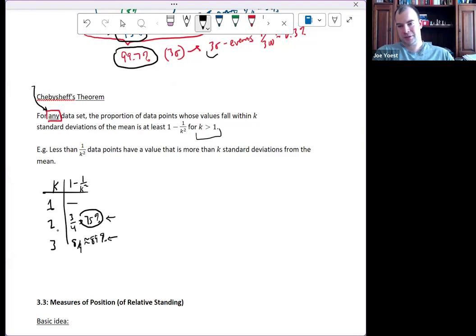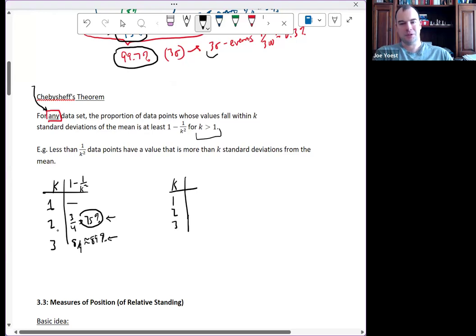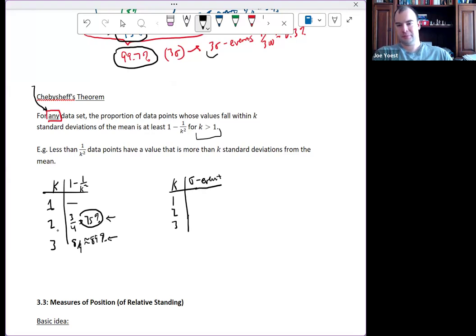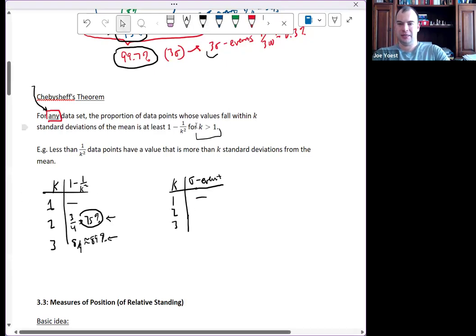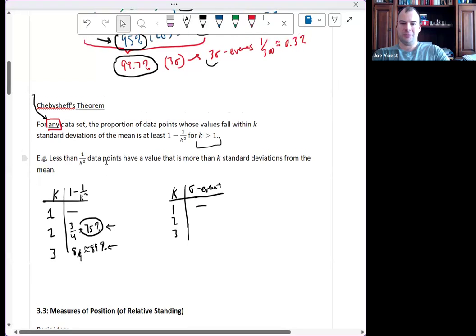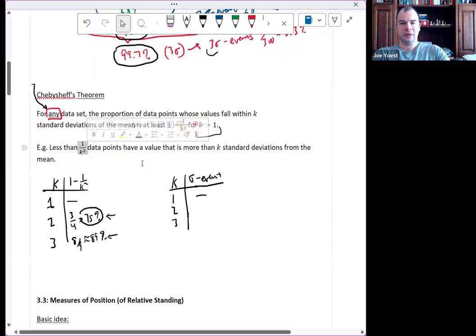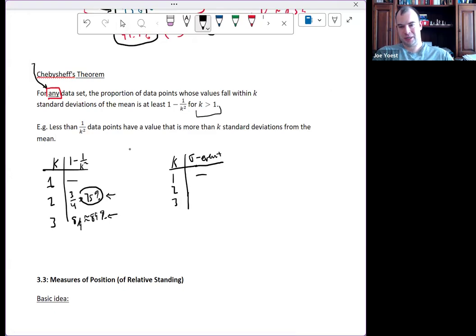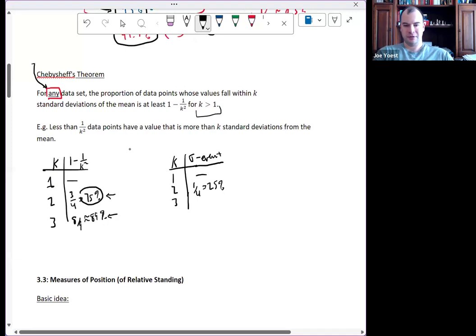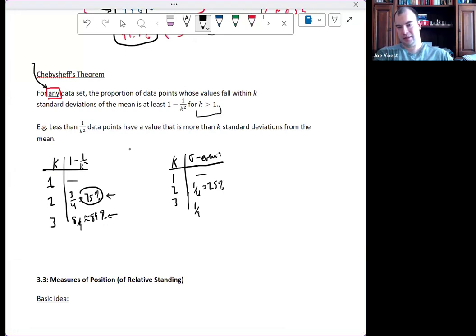Or another way of saying it is, what's the probability of a 1, 2, or 3 sigma event? What's the probability that a data point is more than 1, 2, or 3 standard deviations away from the mean? Again, k equals 1 doesn't apply. Chebyshev applies for k strictly bigger than 1. But we see that Chebyshev for k equals 2 would say 1/4 or 25%. And for 3 standard deviations would be 1/9 or about 11%.